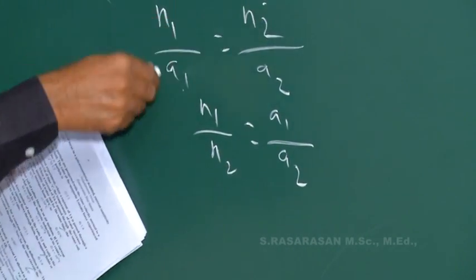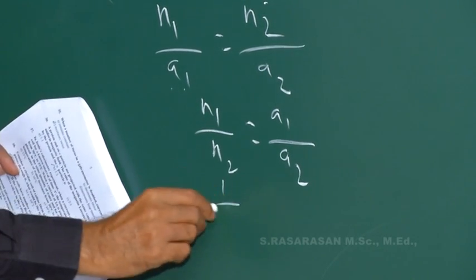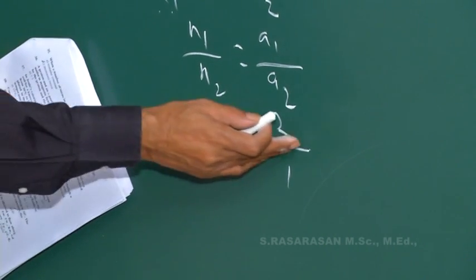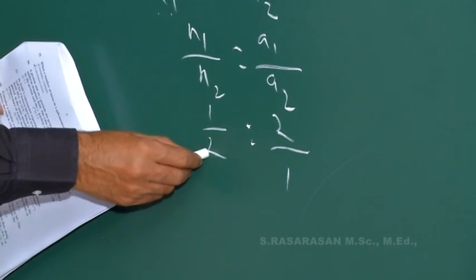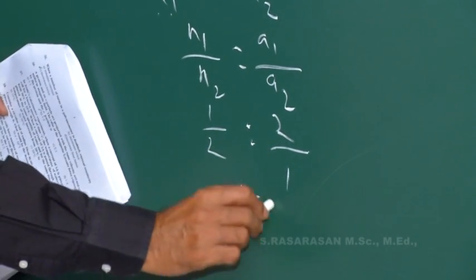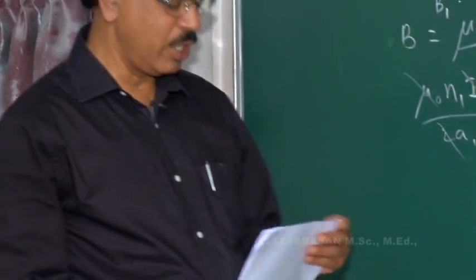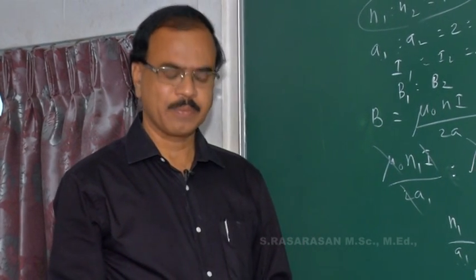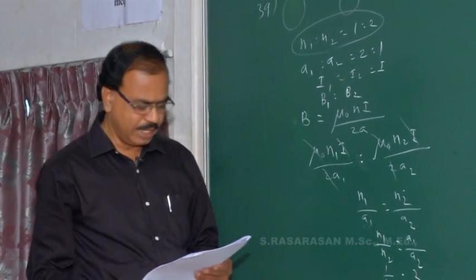Bring this A1 here, bring the N2 here. So what is N1 by N2? It is 1 by 2. What is A2 by A1? It is 1 by 2... So how to find the ratio? It is half into 2. So multiply by 2 in the numerator, 2 by 2 cancels, it is 1. 1 is to 4. That must be the answer for the problem. So the ratio is 1 is to 4. Yes, it is option D, the fourth option. Pass on to the next step.